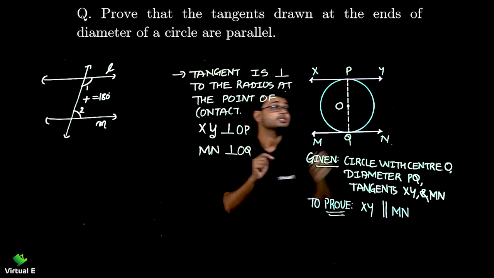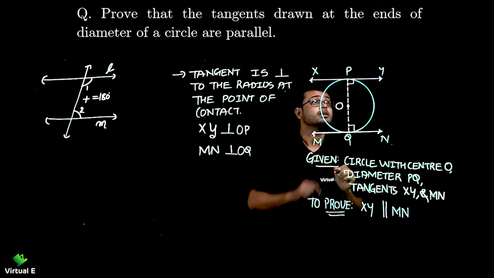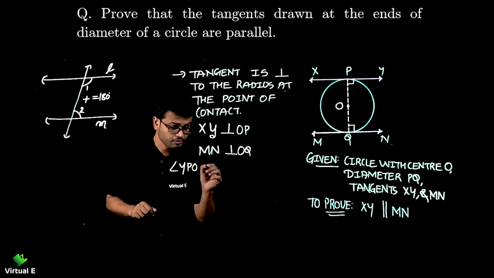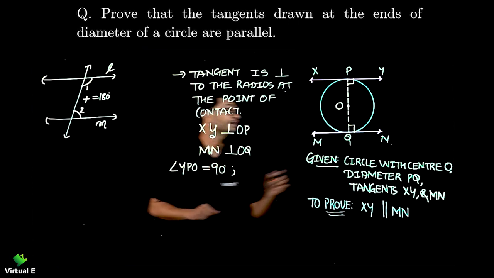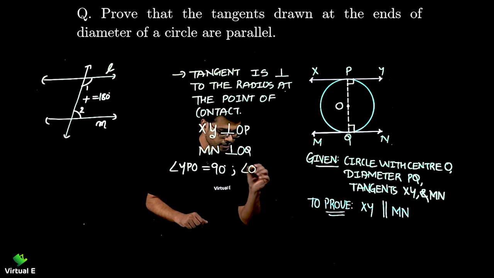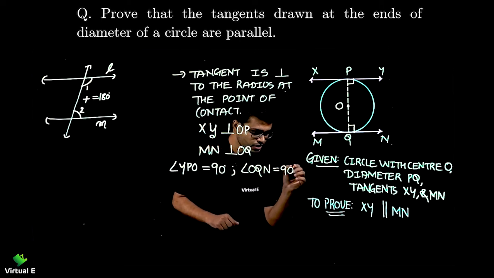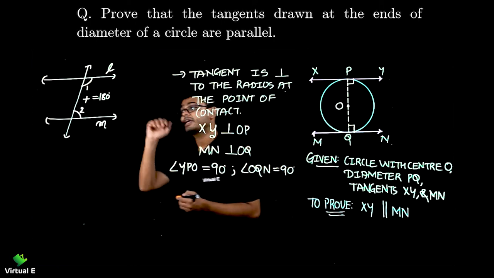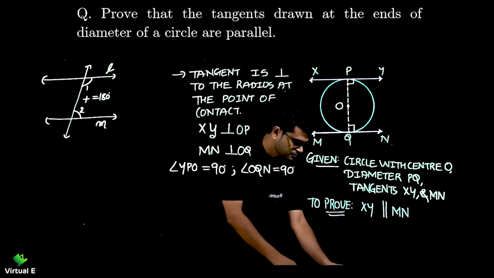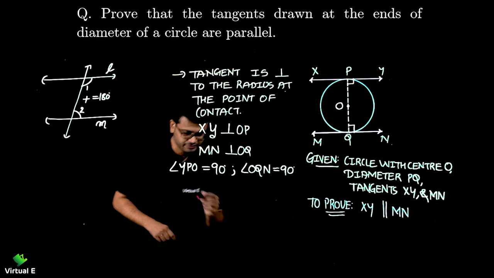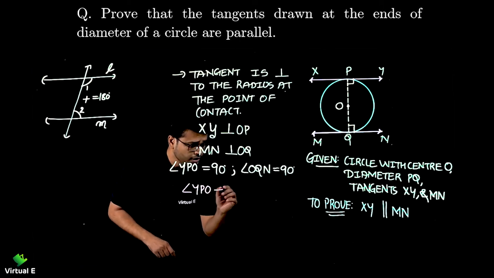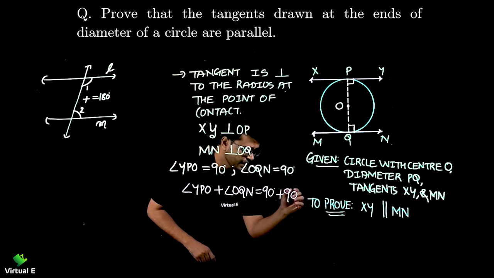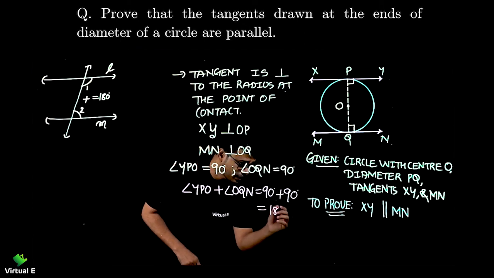Now what about the angles? This is 90 degrees and so is this one. So can I write angle YPO is equal to 90 degrees, and the second angle OQN is also equal to 90 degrees. Now I'm going to add these two angles and check whether I am getting 180 degrees or not. Let's do the addition and check. I think we'll get 90 plus 90, 180. Very simple. So angle YPO plus angle OQN is equal to 90 degrees plus 90 degrees. So here it is 180 degrees.